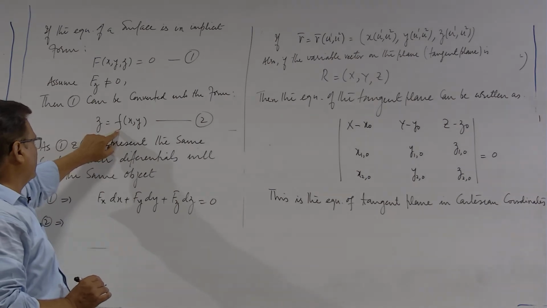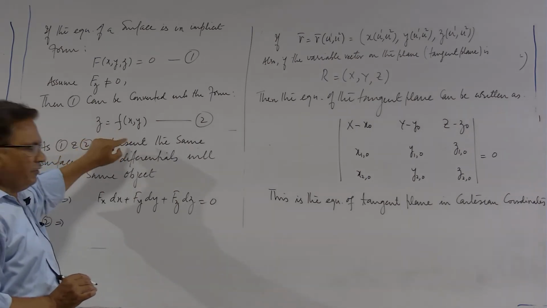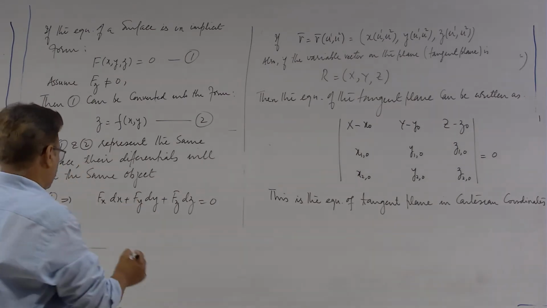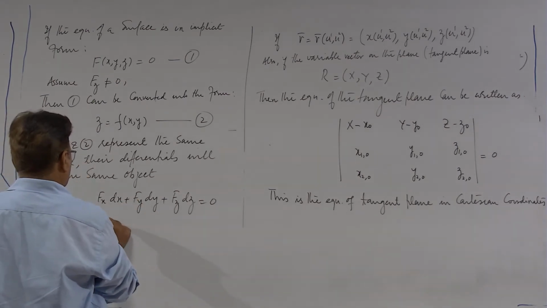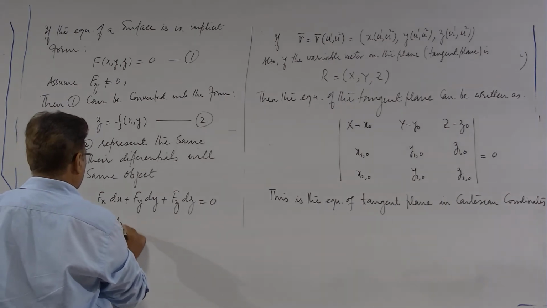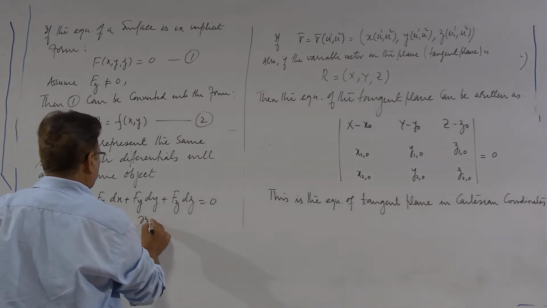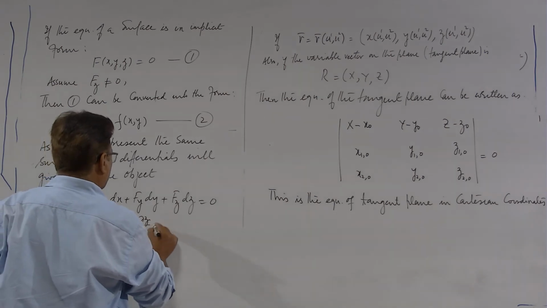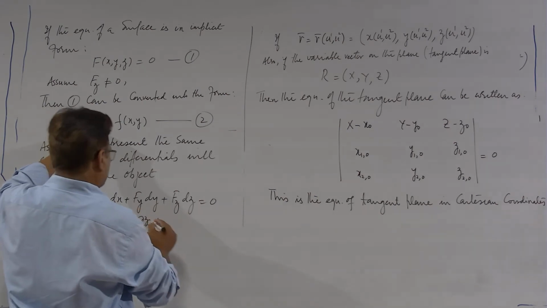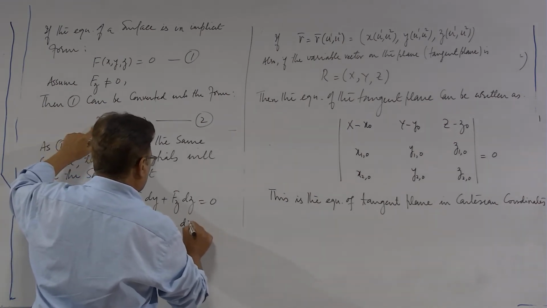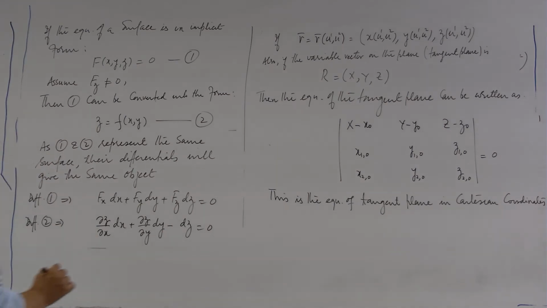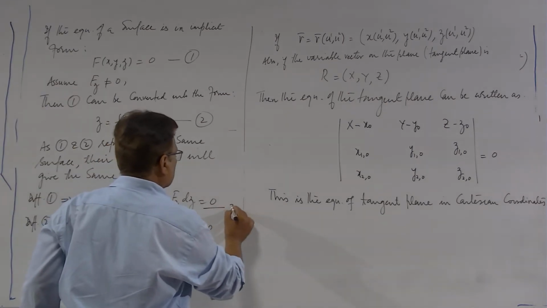Okay, dz is what? Del z upon del x into dx, plus del z upon del y into dy, and minus dz equal to 0. So, minus dz equal to 0. Okay, these are relation number 3 and 4.